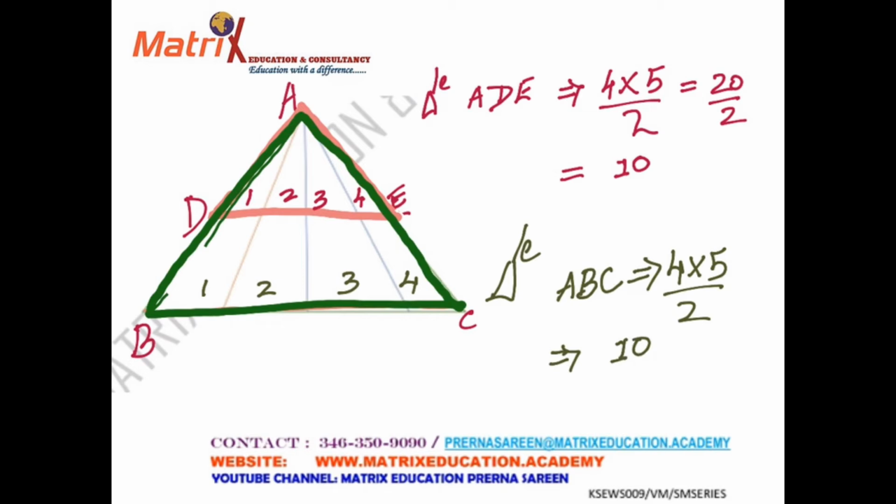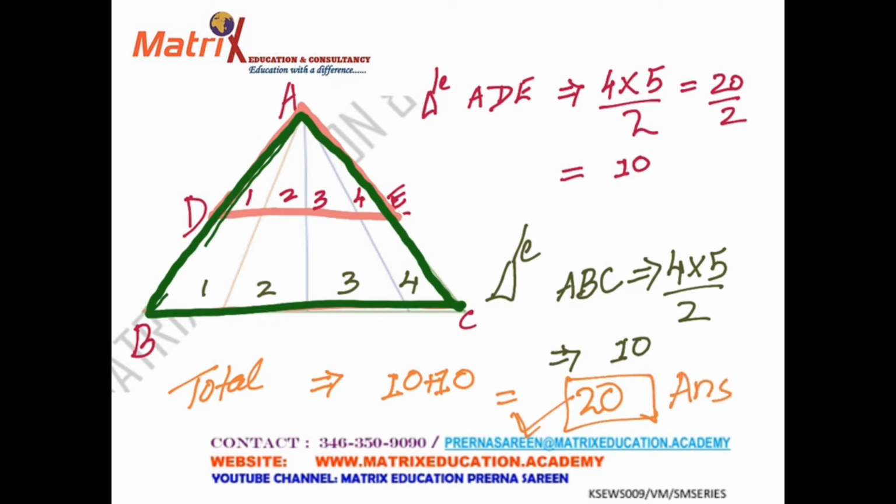Now, we are not yet done. The total number of triangles, I am writing here, is equal to 10 plus 10, and the final answer is 20. So I have 20 triangles in this figure. I hope it's clear. If you have any concerns, you can put your feedback in the comment box.